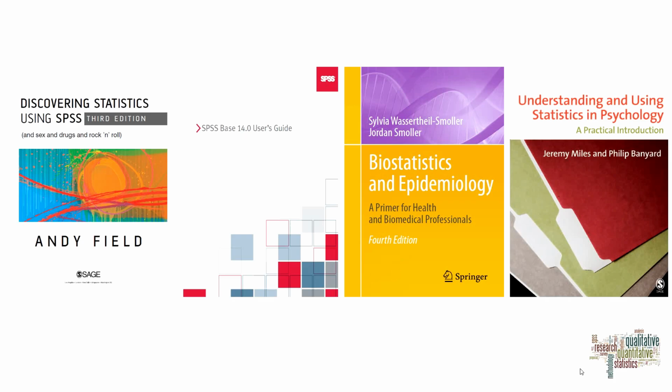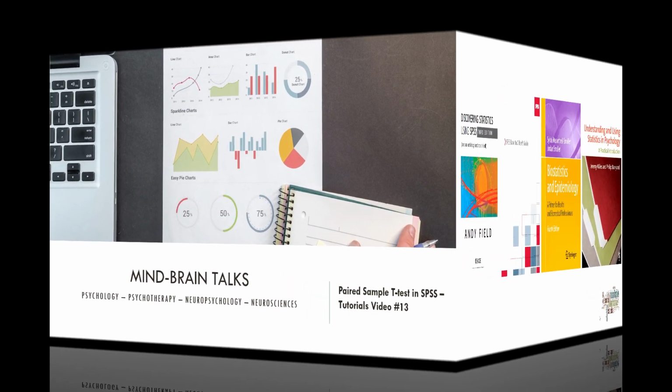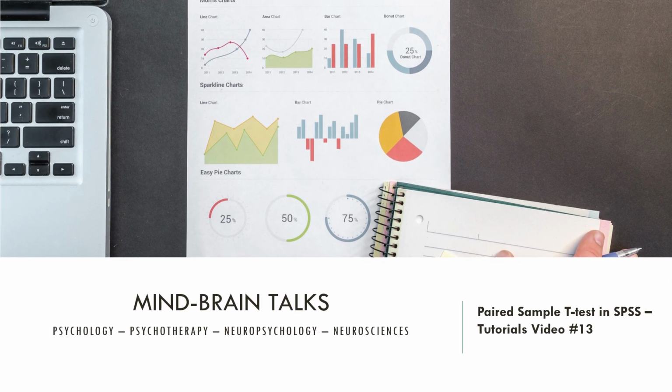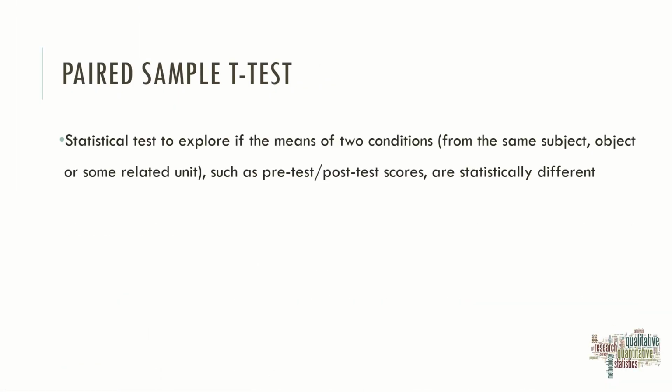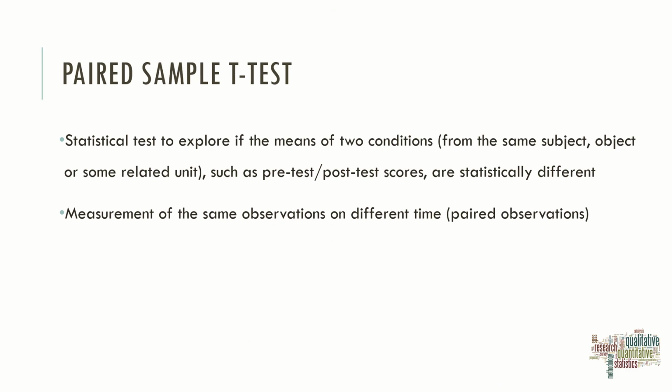Today's content will be related to a tutorial section, because today I will talk about how to perform a paired samples t-test. So stay tuned. So let's see what a paired sample t-test is. A paired sample t-test is a statistical test that is used to explore if the means of two conditions from the same object or subject, such as pretest or posttest scores, are statistically different. It's a measurement of the same observations over different periods of time, such as paired observations.